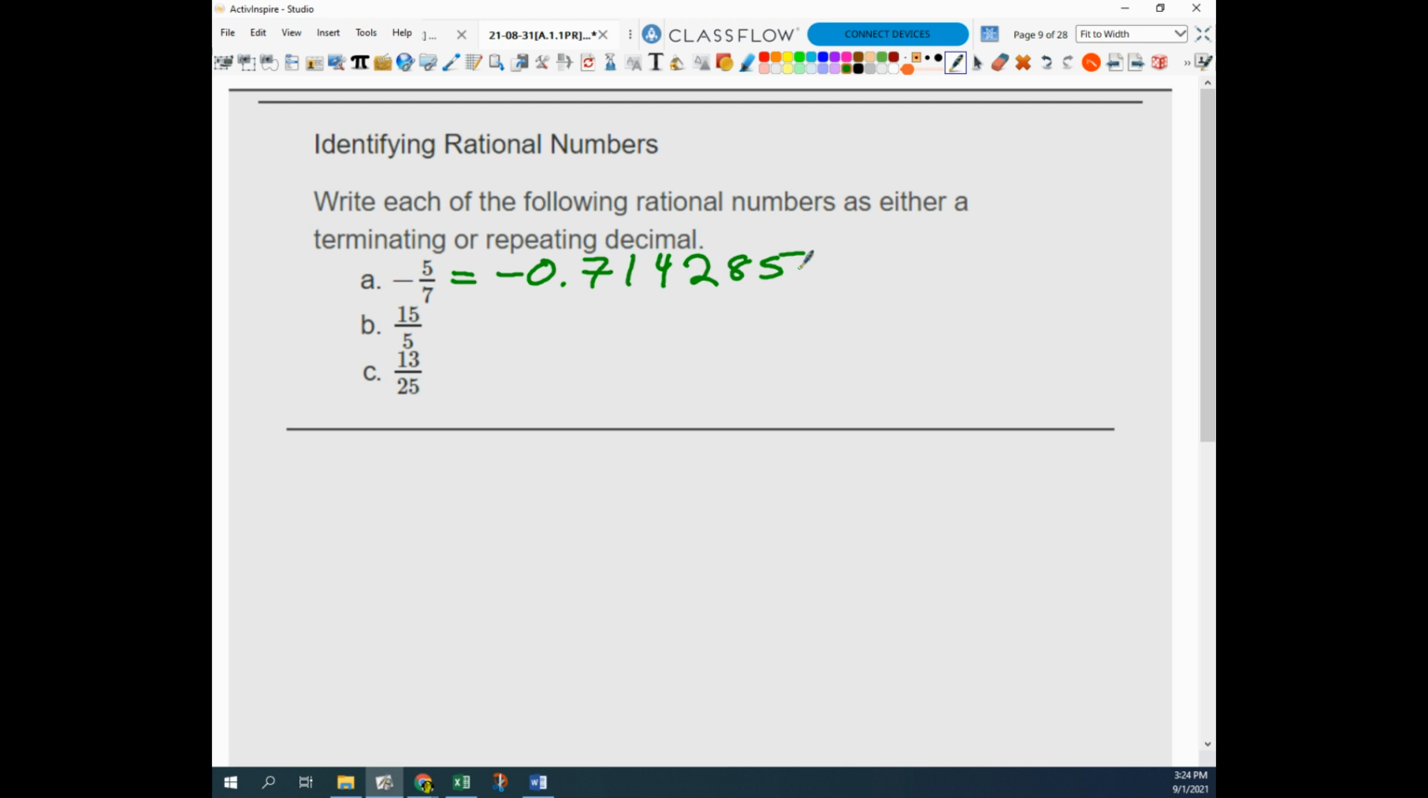Okay, so we have to go out quite a ways for that one, but we see it does repeat. Okay, 15/5. That's easy. What's that? 3. That's an integer, right? And then 13/25. Don't use your calculator. We can do this one without.